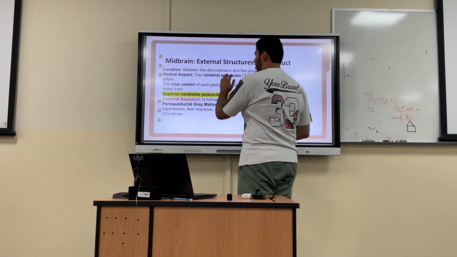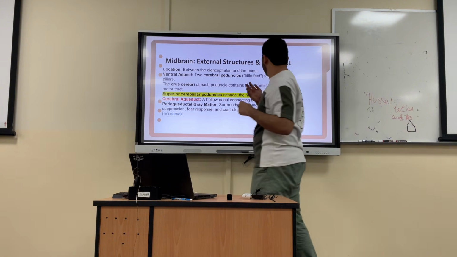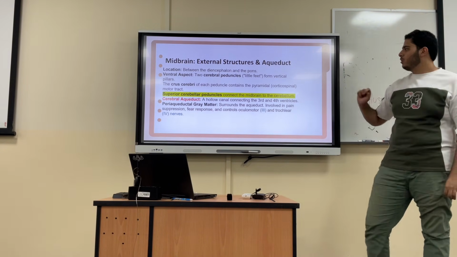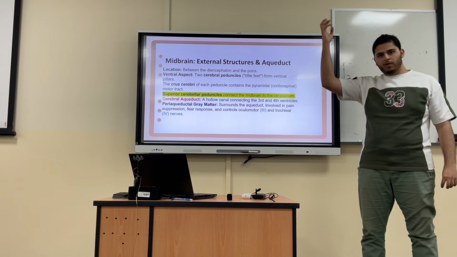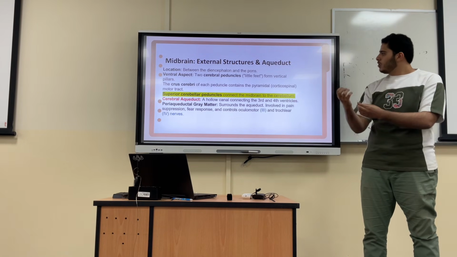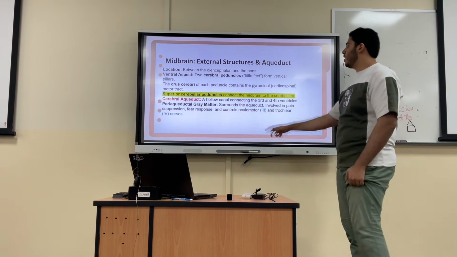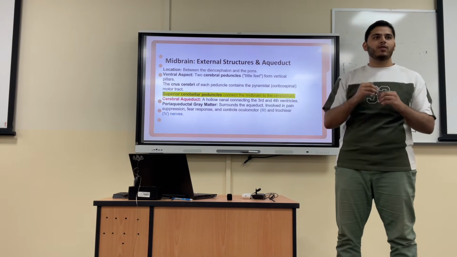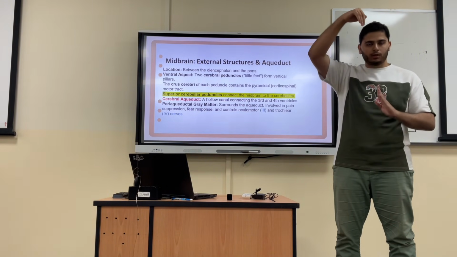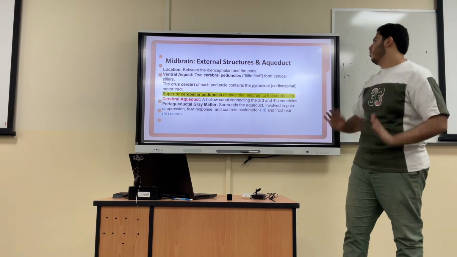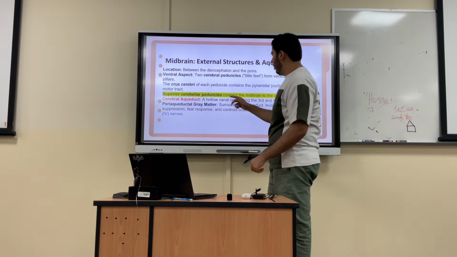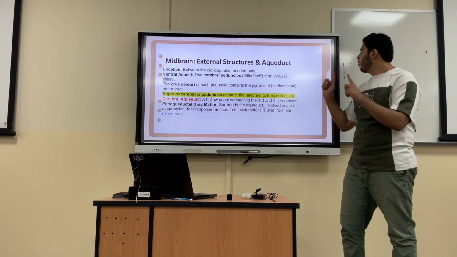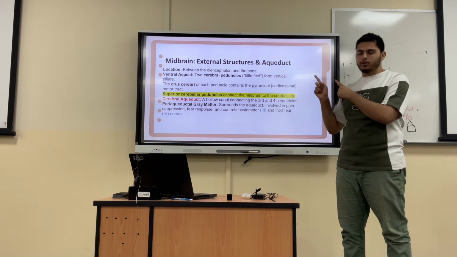The crus cerebri of each peduncle contains the pyramidal, the corticospinal motor tract, which is the most important thing. From the cortex through the internal capsule, it comes down and makes the crus cerebri, and it contains the corticospinal tract, which connects the brain to the spinal cord. Now, the superior cerebellar peduncle, as I said, connects the midbrain to the cerebellum. I highlight it because it's really important.